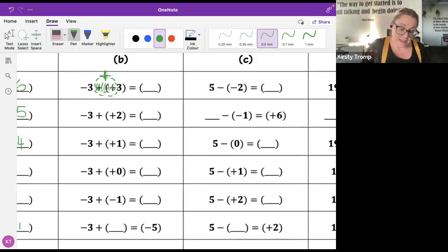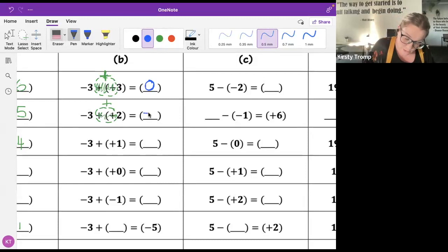So -3 plus 3. -3 plus 3, when I go and I put that on my number line, I'm going to get the answer of 0. All right. My next one, again, I've got a positive and a positive right next to each other. When I see a positive and a positive right next to each other, what's going to happen? They're going to cancel each other out and be left with a positive. -3 plus 2 is going to give me -1. All right. I want you to try do those 3 by yourself.